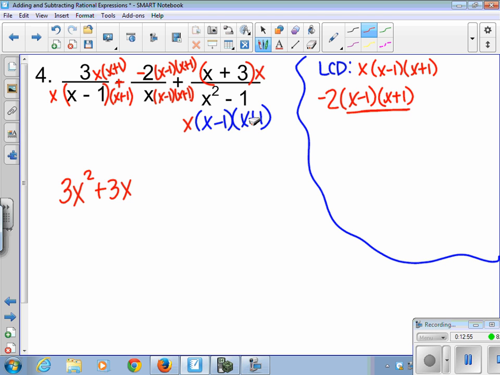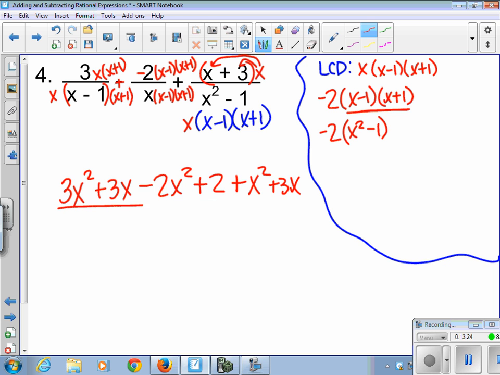I'm going to FOIL this first, so I'm going to leave the negative 2 out there. x times x is x squared. My inside terms, we FOILed this a second ago. This will cancel outside, inside. And then my last is just going to be minus 1. And so when I distribute that, that's going to give me a negative 2x squared plus 2. And then for my last fraction, that's a plus, so I don't have to worry about it. And I'm going to distribute that x to there. So that's going to be plus x squared plus 3x. And it's all over my common denominator.